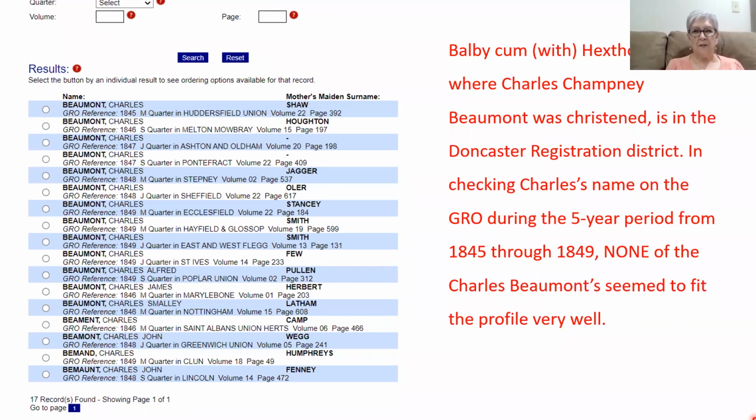And so after 1875, it's pretty accurate. But it could be that before then, people weren't as diligent in registering their children, and so you may not find the child in the GRO. In this particular case, there was another thing that I thought. Okay, so he was born probably illegitimately because they weren't married until 1848. And so I thought to myself, well, I wonder if he's under Champney and not Beaumont.